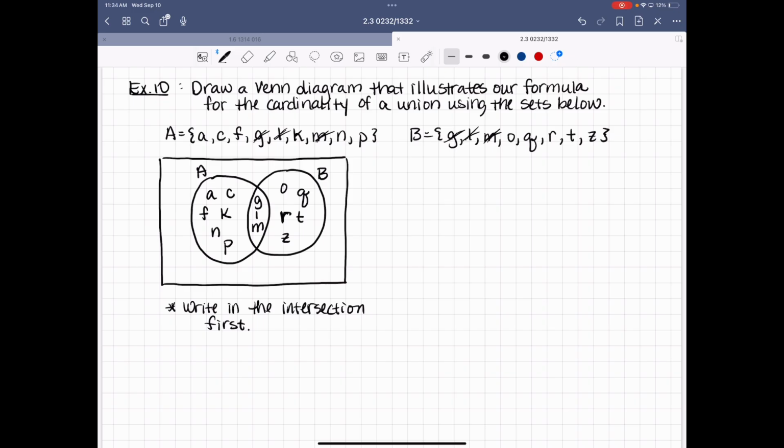Okay, so we want to prove our formula. And what does our formula say? That the cardinality of A union B is going to equal the cardinality of A plus the cardinality of B minus the cardinality of the intersection of A and B.